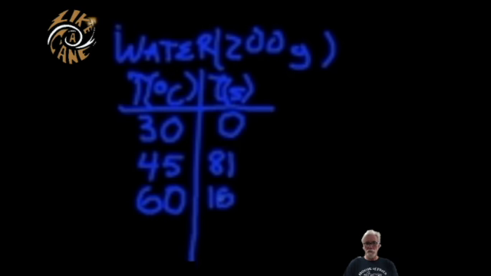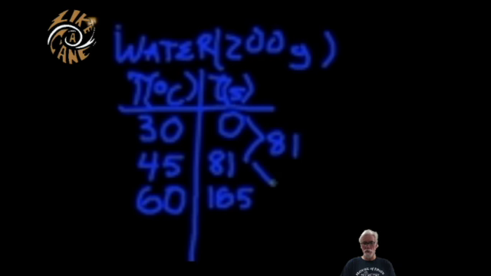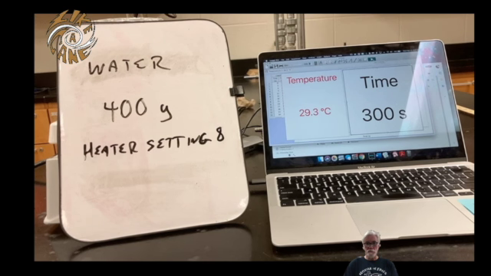So we record that in 165 seconds. What we notice is it took 81 seconds to raise the temperature 15 degrees, and it took 84 seconds to raise it the next 15 degrees. So if you look at the overall change, it was just about double to heat it twice as much. So that gives us an indication that those two are proportional to each other.